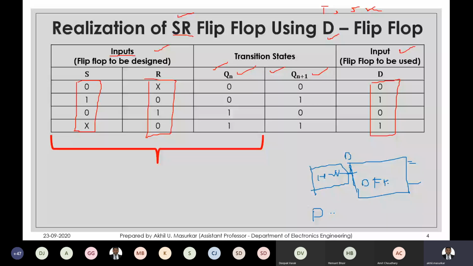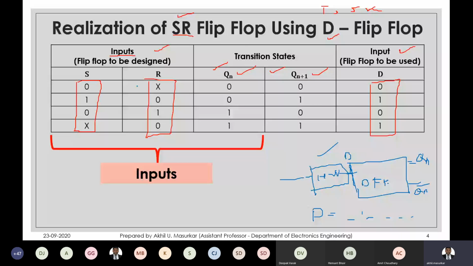It can be anything in terms of Qn or Qn bar, whatever. So basically, we want to find what hardware should be connected at the input of D. So I want D in terms of S, R and Qn. So these become my inputs now. S, R and Qn become my inputs.